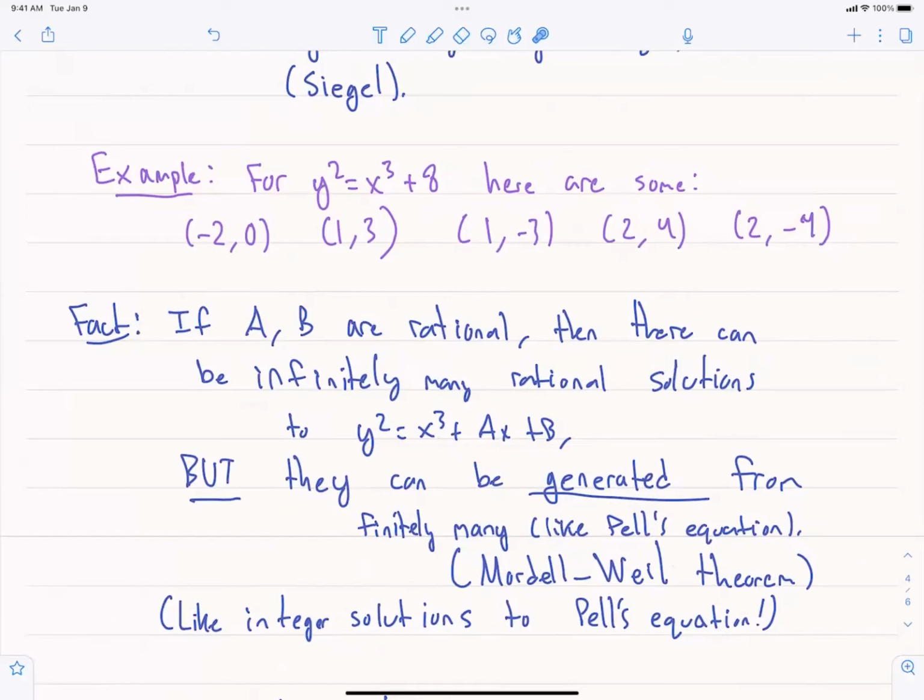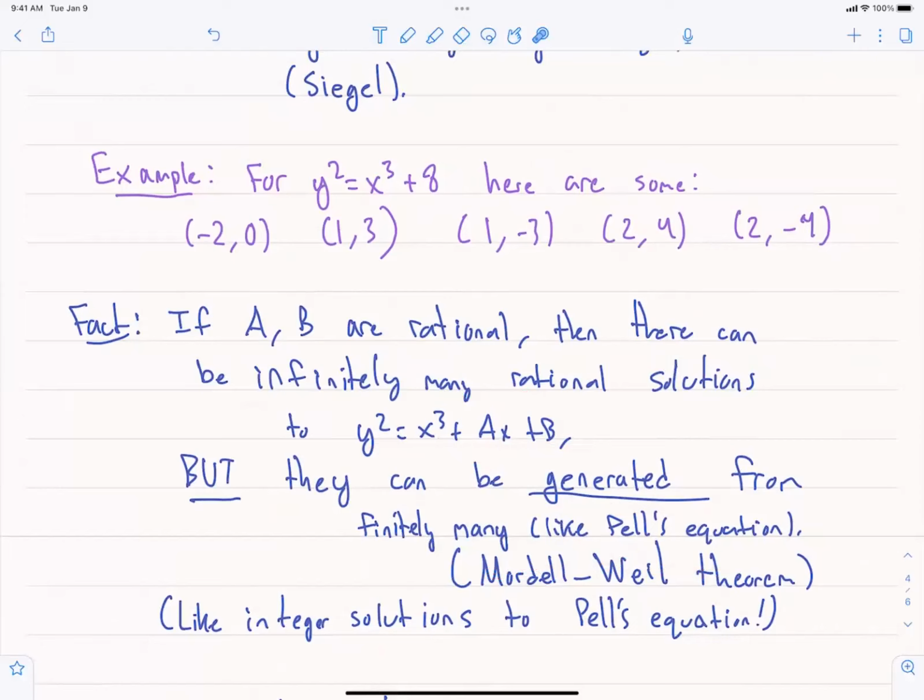So you can find some finite set of points on this curve where every other rational point on this curve is gotten by using this group law. This is called the Mordell-Weil theorem, and this is an interesting and deep theorem. And this looks a lot like integer solutions to Pell's equation.